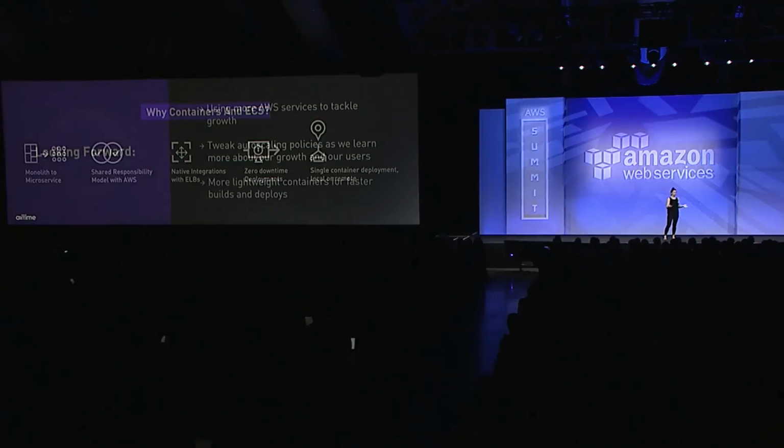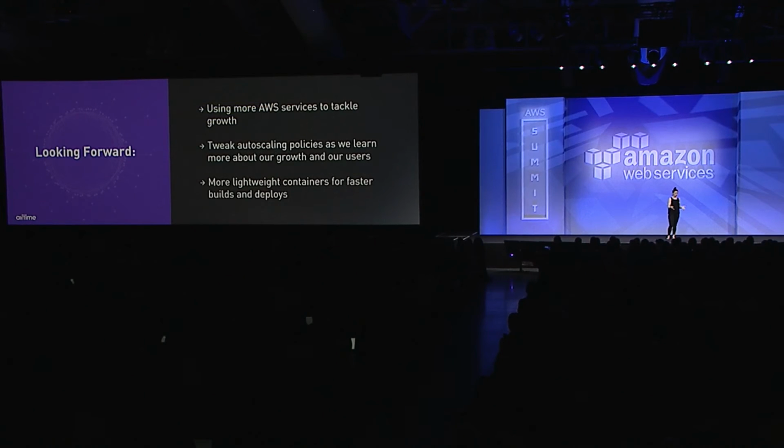So looking forward, though, we can't stop here. We're still a growing startup, and we need to solve new challenges each and every day. And one of the ways that we're doing this is by using more AWS products to help us grow. When we started using ECS originally, it was barely out of beta, and they add new features almost as quickly as we do. We also need to keep learning. So as we learn more about our growth and our users, we still want to keep speed and scale in mind so that we can keep optimizing everything to deliver the best possible experience.